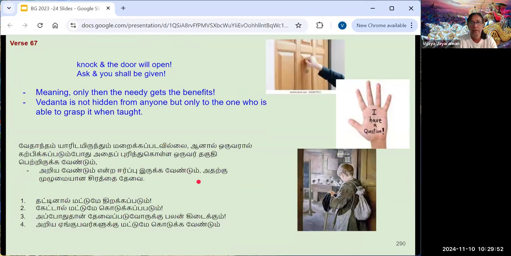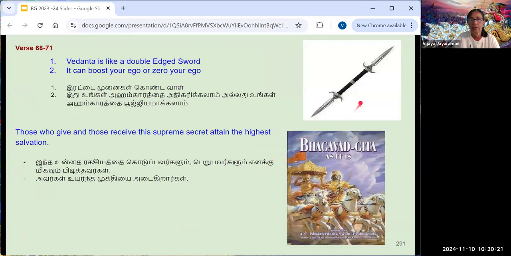Knock and the door will open. Ask and you shall be given. Meaning only when there is a need, only the needy gets the benefits. Vedanta is not hidden from anyone, but only to the one who is able to grasp it. The student is waiting outside, wants to go in, but he's waiting outside. So that people should come to you to learn. I want to know about this. Please help me out. It's a double-edged sword. It can boost your ego or zero your ego. Either way. So those who give and those who receive the supreme secret attain the highest salvation.